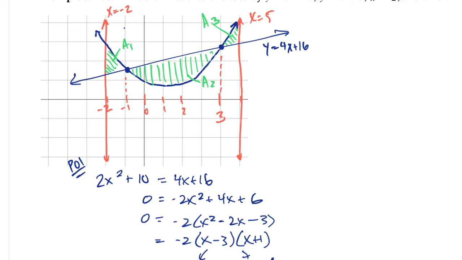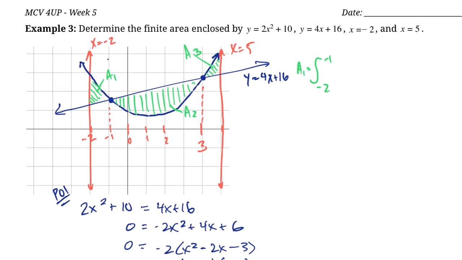So when we integrate, we should do 3 separate integrals, basically, right? To find A1, the integral is going to equal from negative 2 to negative 1, right? So just that first little piece. And that's going to be the quadratic over the linear one, right? So the quadratic, we're going to subtract the quadratic. So this is going to be 2x squared plus 10.